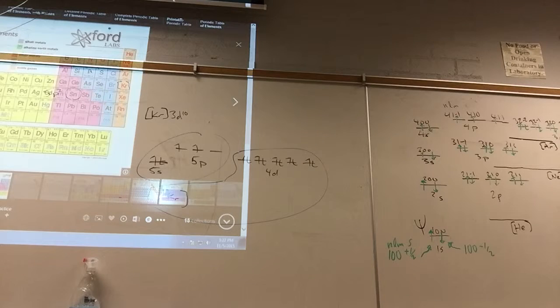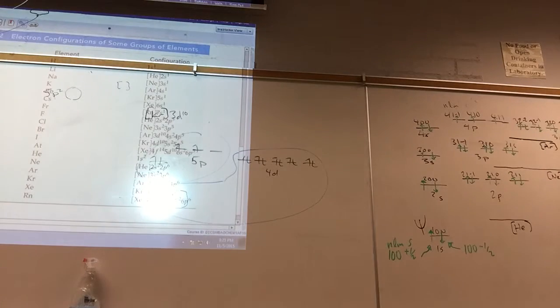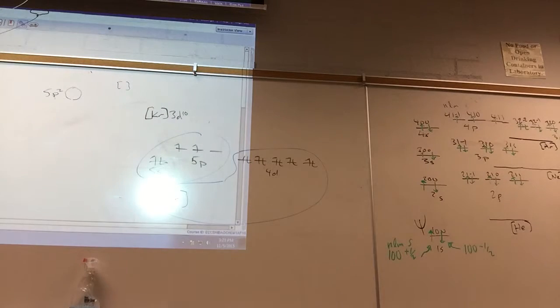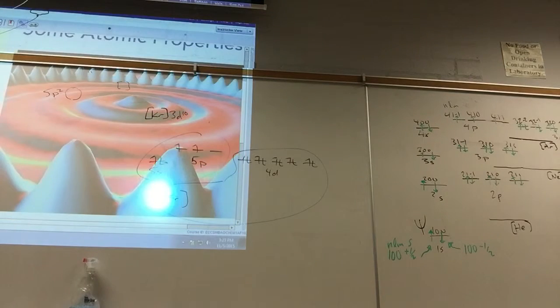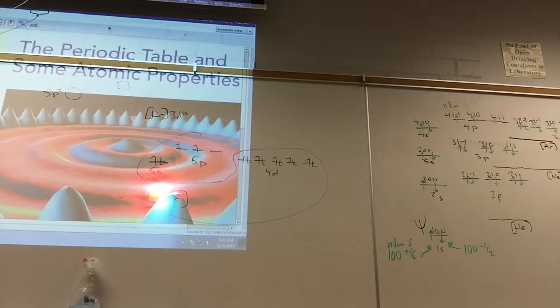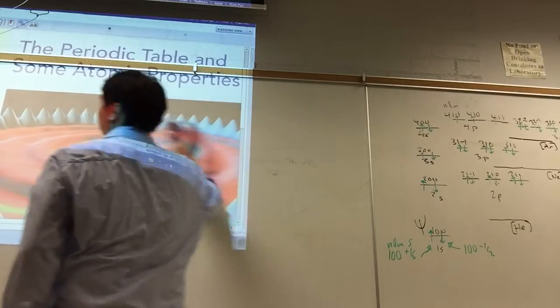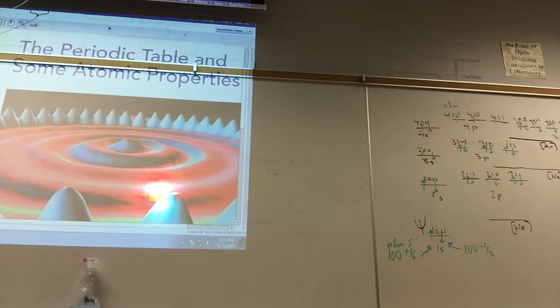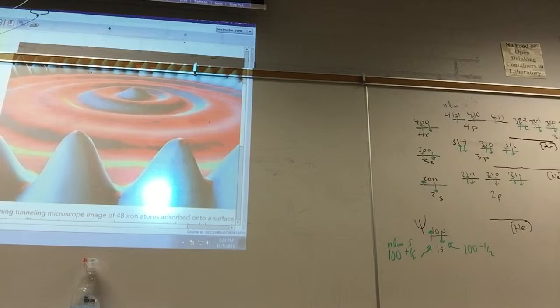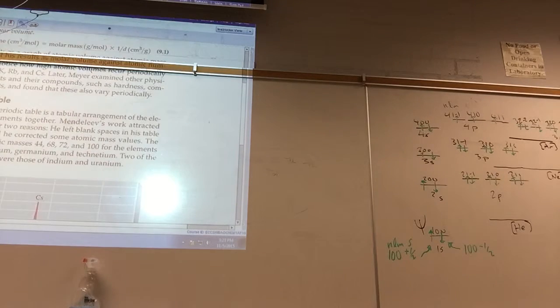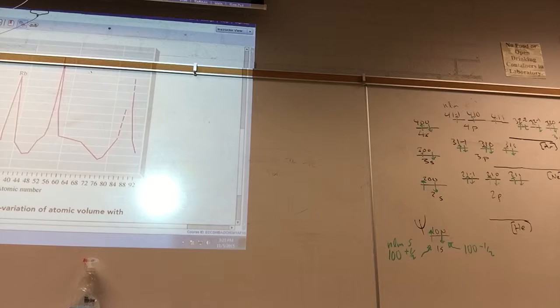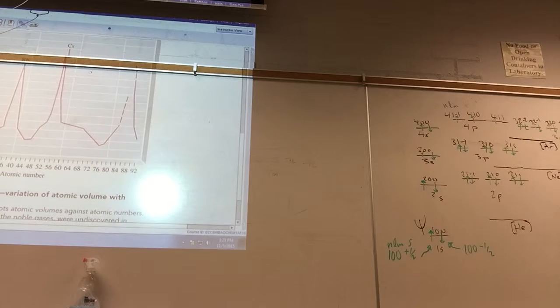so chapter 9 is just a continuation of this. So let's take a look. Here, chapter 9 is just applying some of these concepts to some properties of the elements. First one is just a broad classification. Well, actually a little bit of history first.